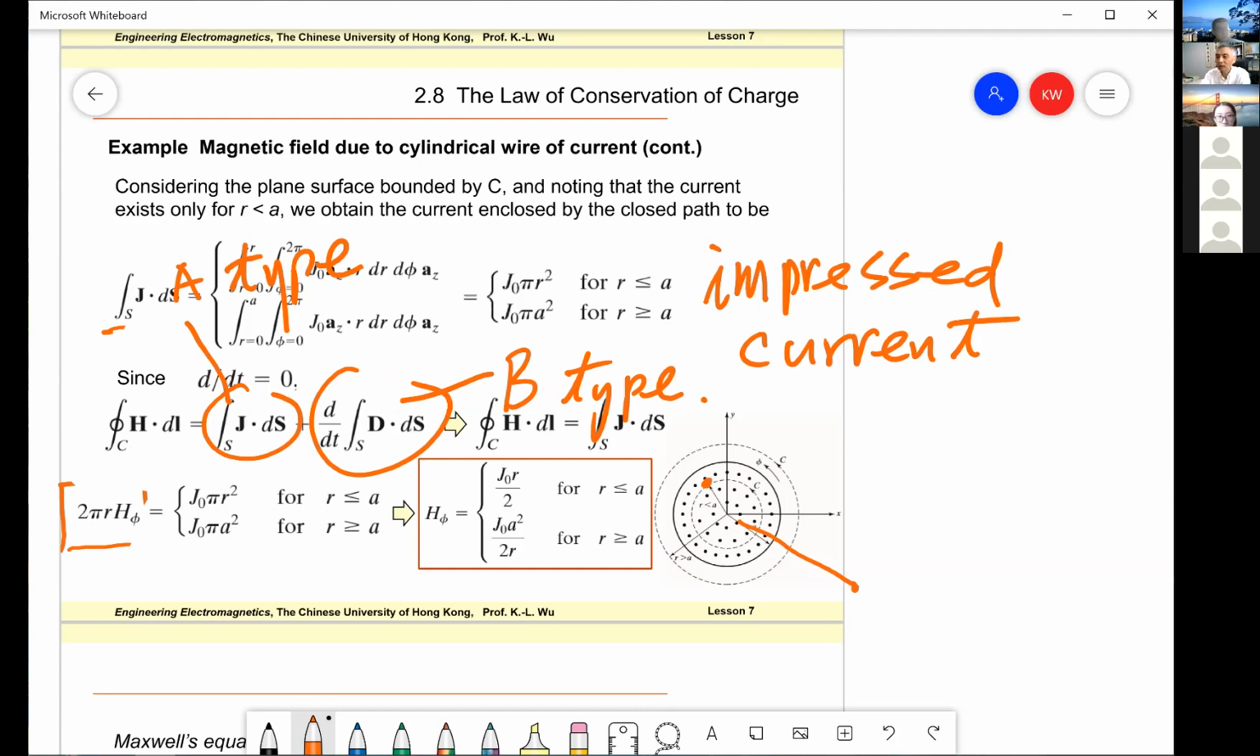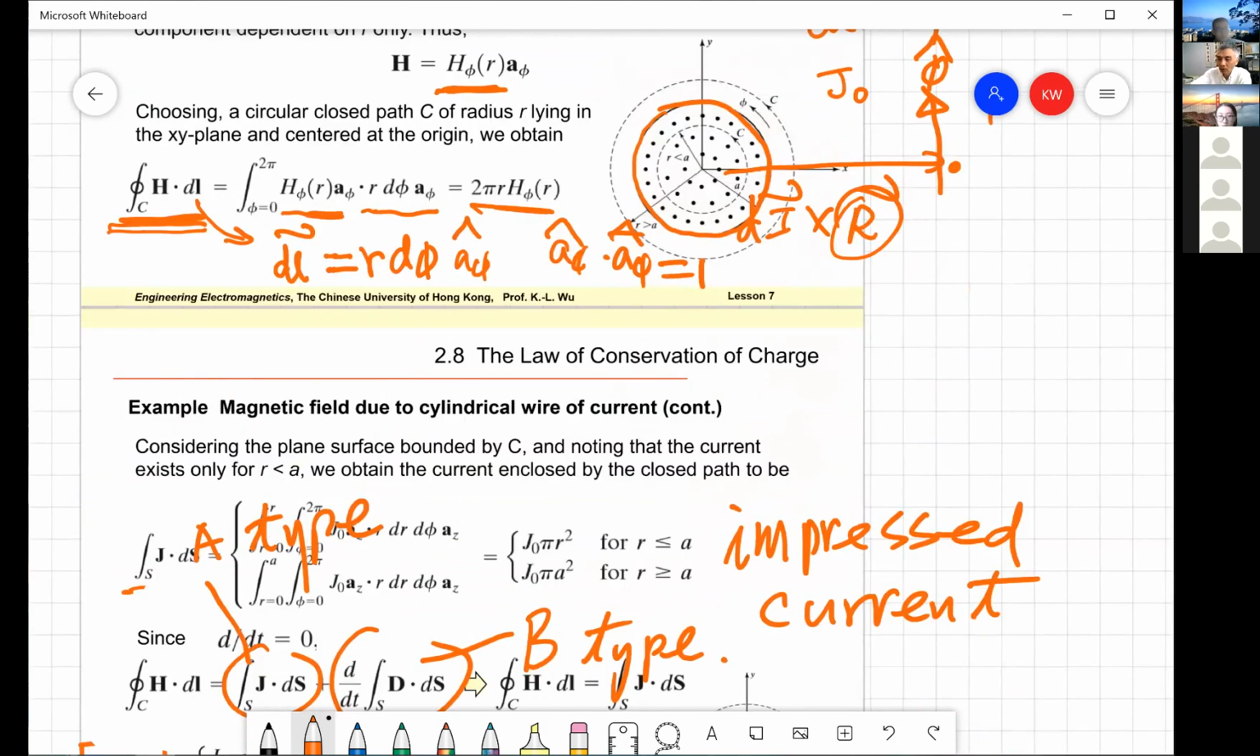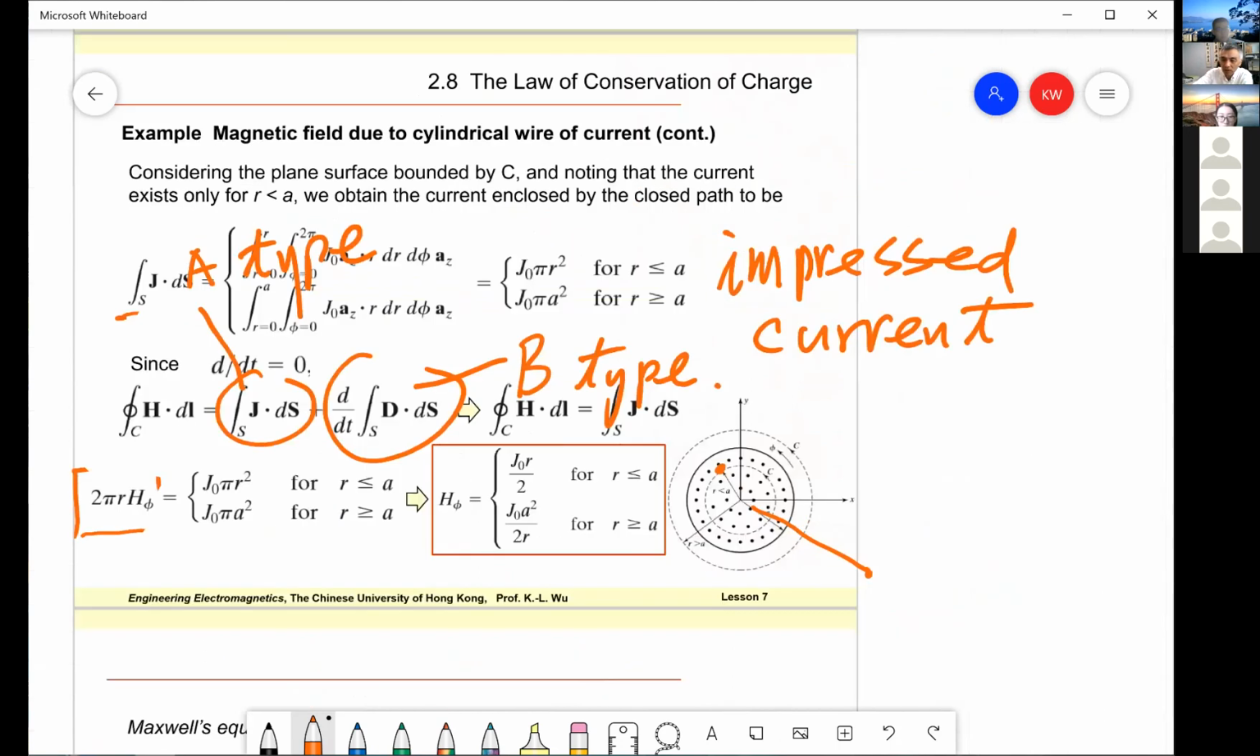I didn't say the current density is a function of time. It's not a function of time. Because of this condition, we don't need to consider it, so this term equals 0. We only need to consider the normal DC current. So, to make a summary.